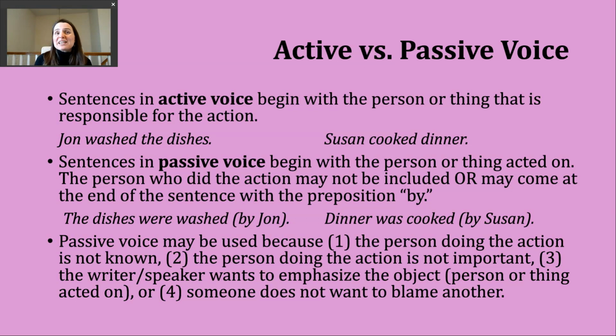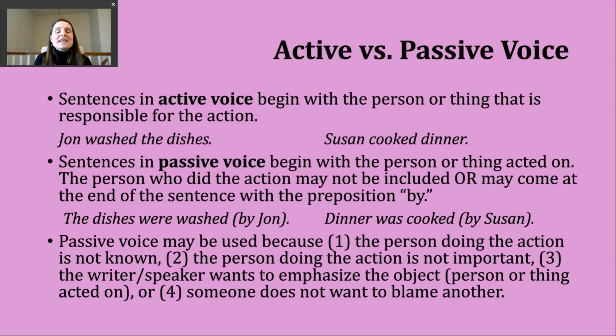But sometimes people use it when they don't know who is responsible, so they don't know what to start their sentence with, and maybe they don't want to say someone or somebody. Or another reason is they really want their reader or their listener to focus on that object, the person or thing that is acted on. So they might begin it for that reason. And another reason some people use passive voice is to avoid blame. So instead of saying this person did this bad thing, right? They can just say this bad thing sort of happened or occurred, or this bad action took place.